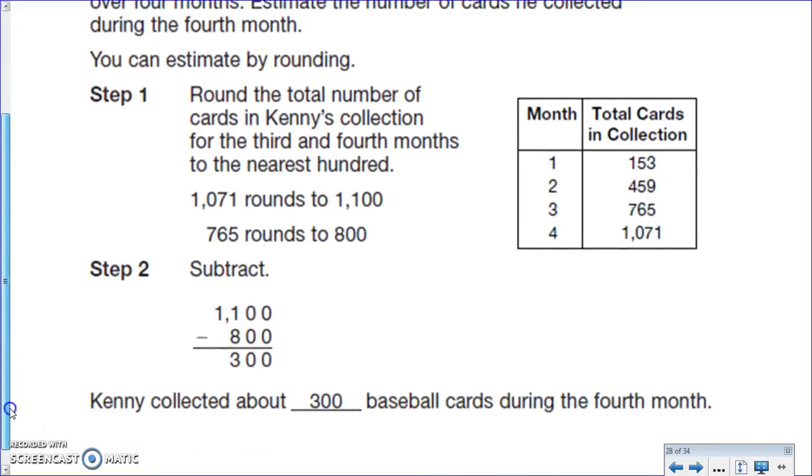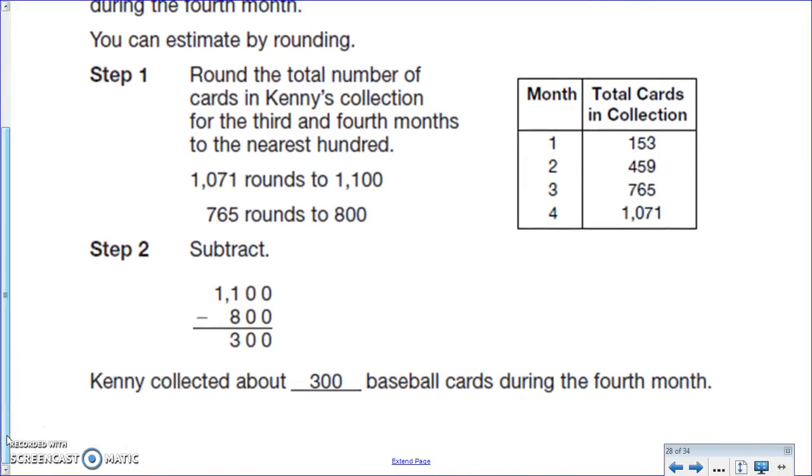Step 1. Round the total number of cards in Kenny's collection for the 3rd and 4th months to the nearest hundred. So 1071 rounds to 1100. 765 rounds to 800. Step 2. Subtract. 1100 minus 800 is 300. So Kenny collected about 300 baseball cards during the 4th month.